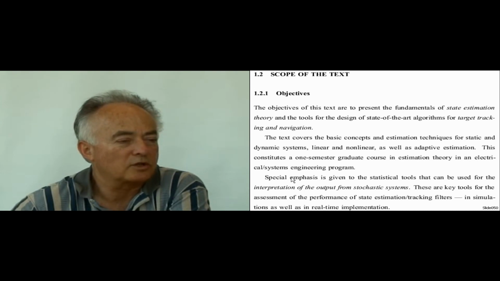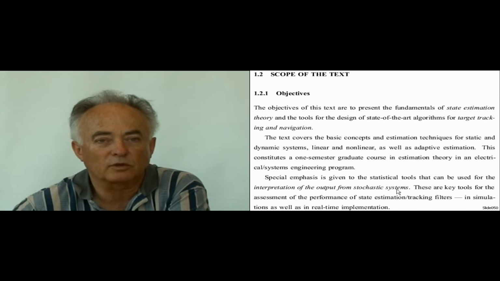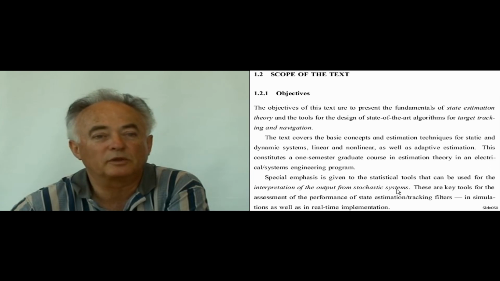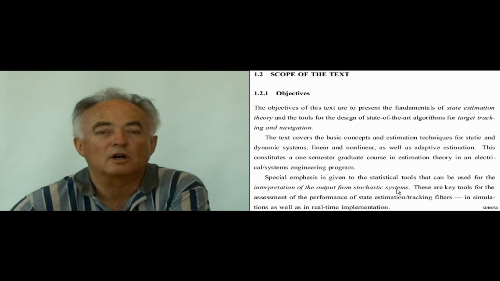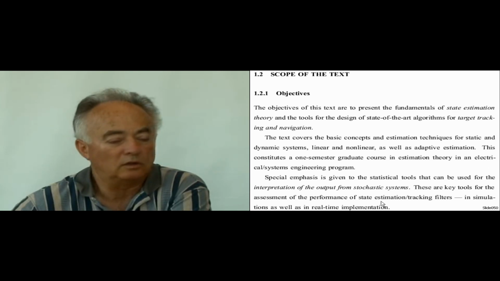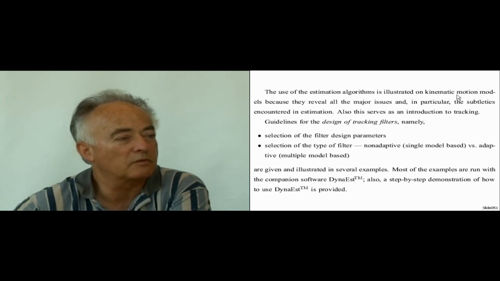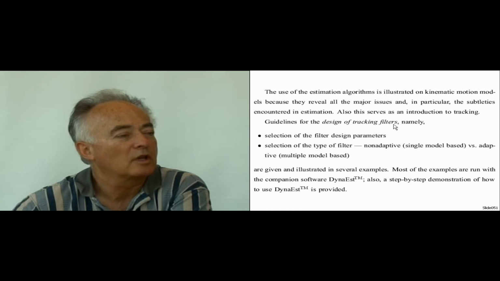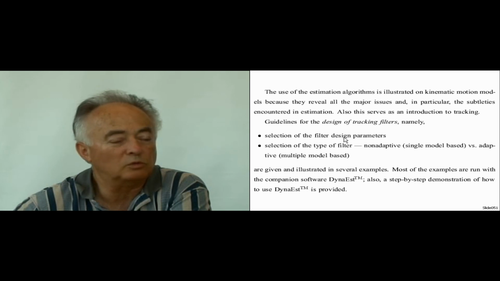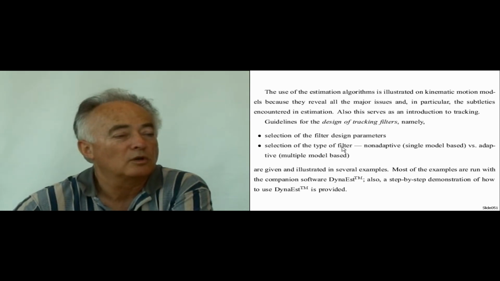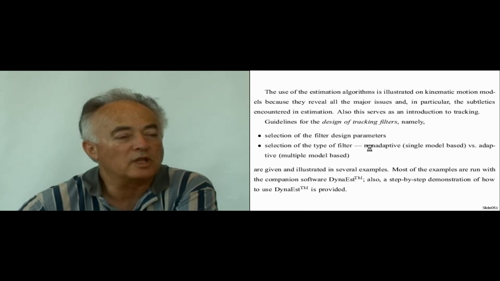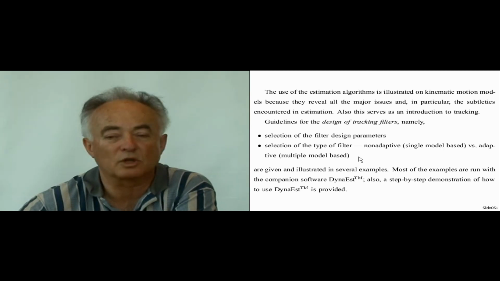We'll emphasize statistical tools that can be used for interpretation of the output from stochastic systems. It is important to understand that when you have stochastic systems which every time behave in a somewhat different manner because there is an inherent randomness there, we've got to interpret those results. We'll illustrate estimation algorithms on kinematic motion models because they reveal most of the major issues and subtleties encountered in estimation. We'll provide guidelines for the design of tracking or state estimation filters, namely selection of the filter design parameters, but more, one level above it, selection of the type of filter which will be either non-adaptive, namely based on a single model, versus adaptive, based on multiple models.